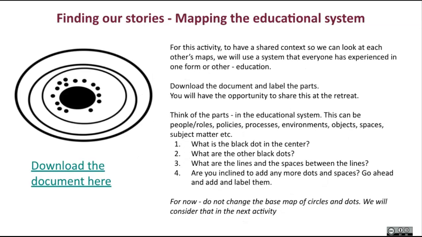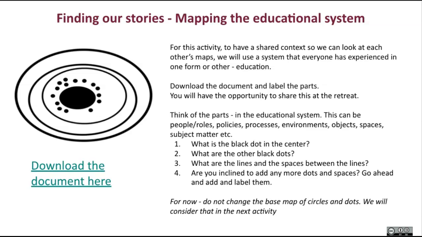For this activity, first we're going to use a shared context so we can look at each other's maps when we get the opportunity to do so. Coming from very many different contexts, we can all at least bring together education, something each of us will have experienced in one form or other sometime in our lives. So what I'd like you to do is download the document, this map document. You can get it from the slide set or the transcript that comes with it, and label the parts. We'll have an opportunity to share this when we get together later.